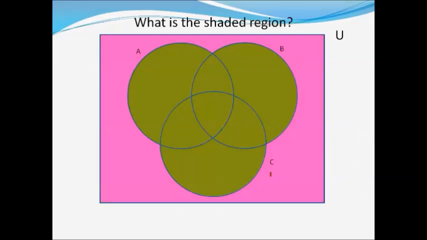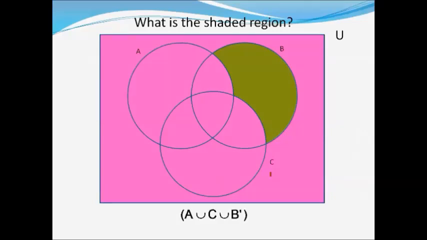Next, what is the shaded region? How are you going to present this? The shaded region here is A union B union C prime. So remember, class, how you are going to shade when illustrating using a Venn diagram. Now the shaded region here is A union C union B prime. That's how you present it using a Venn diagram.